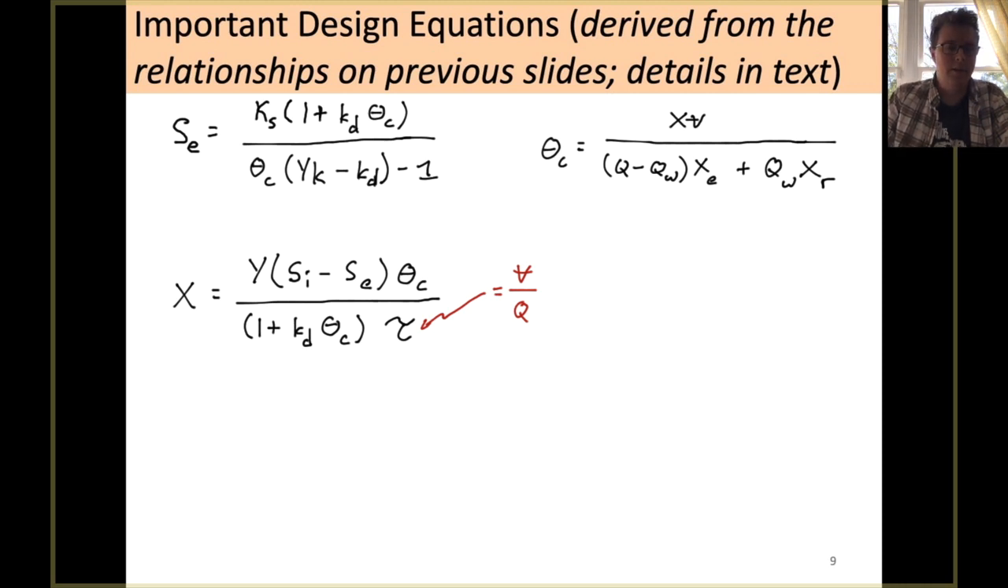And you'll see I've noted there in red, that's a tau on the bottom. That's our hydraulic residence time. So all of these are versions of the equation we looked at previously, but reorganized to solve for some of the variables that we're interested in.